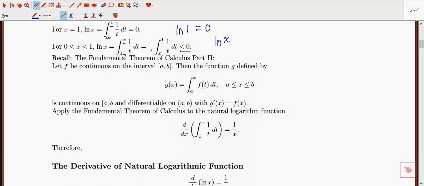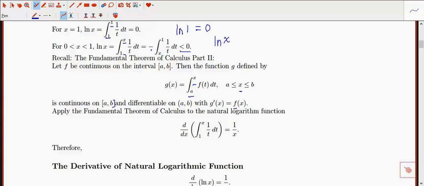Recall the fundamental theorem of calculus, part 2. Let f be continuous on the interval [a, b], and let the new function g be defined by the integral from a to x of f of t dt, where x is in the interval [a, b]. We can say that this integral is continuous on [a, b] and differentiable on the open interval (a, b), with g prime of x equal to the integrand f evaluated at x.